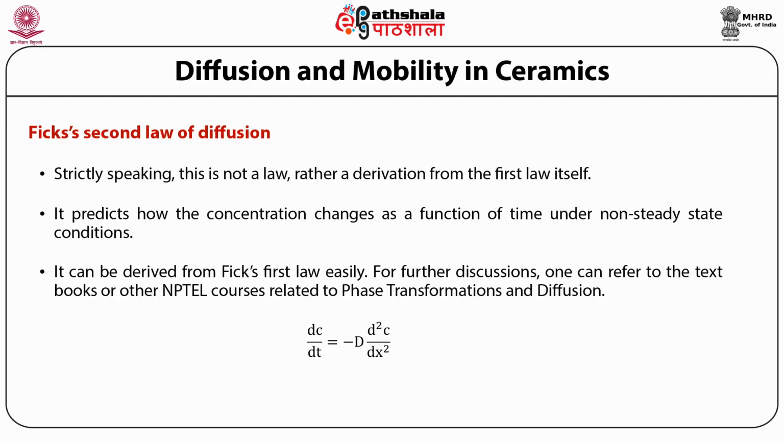So we recall that dC by dt is equal to D d square C by dx square, where t is the time in seconds and the above terms are already mentioned in the previous slides. It predicts how the concentration changes as a function of time under non-steady state.